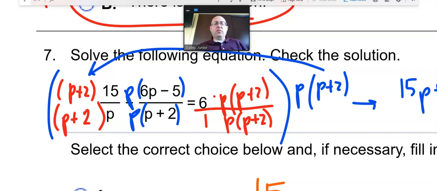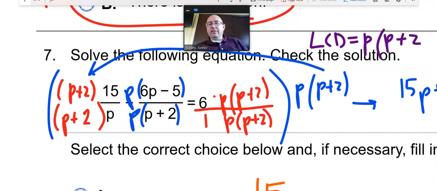What I did was I asked myself this question, to try to build a least common denominator, right? The LCD here is p times p plus 2. And there's no reason you should distribute that. That's a waste of your time. So what was the first denominator missing? It was missing a p plus 2. What was the second denominator missing? It was missing a p.